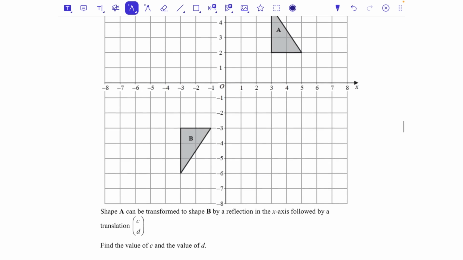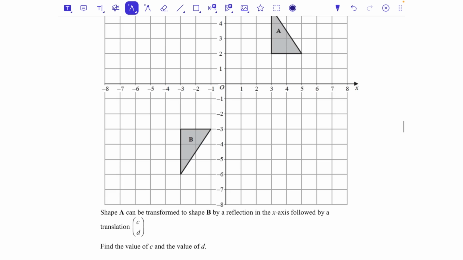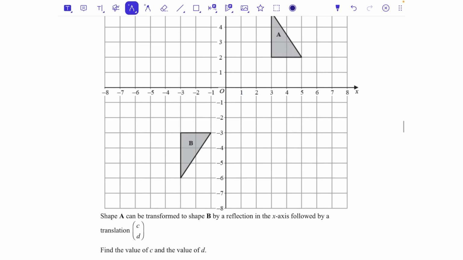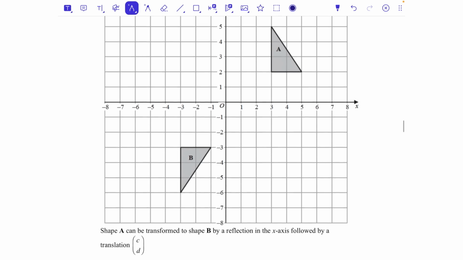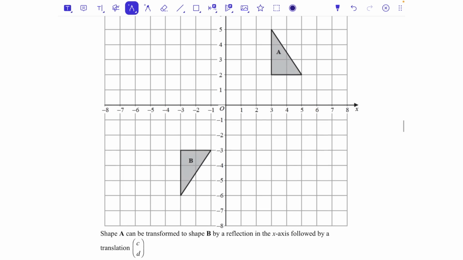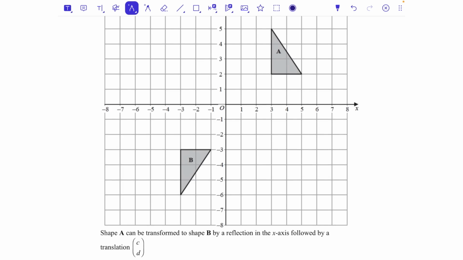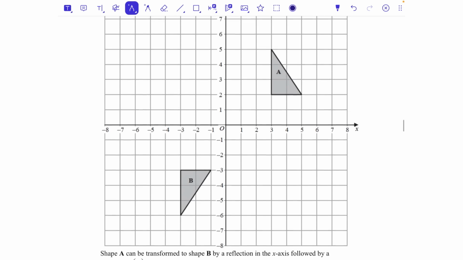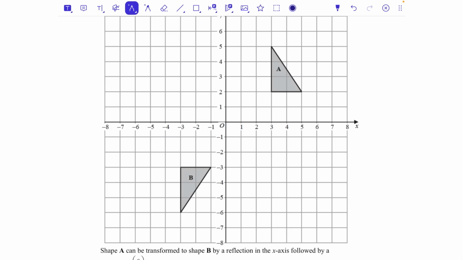Question number 10. Shape A can be transformed to shape B by a reflection in the x-axis, followed by a translation. Find the value of C and the value of D. So shape A can be transformed to shape B by a reflection in the x-axis. So let's start by reflecting it. The x-axis is this one.